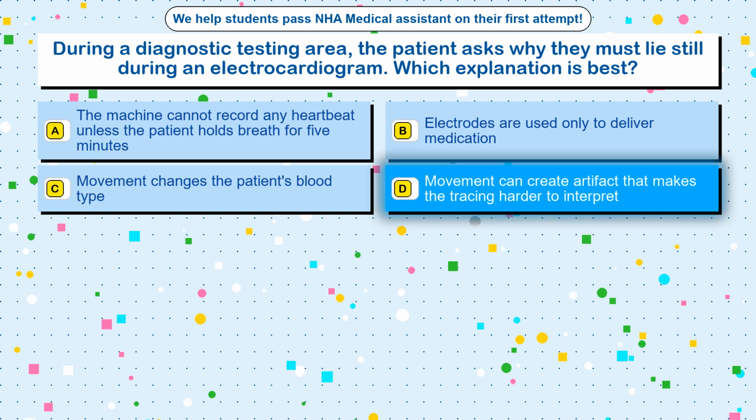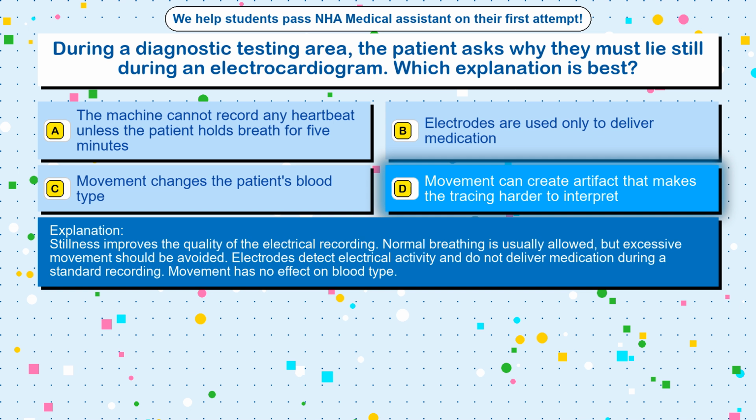The correct answer is option D, movement can create artifact that makes the tracing harder to interpret. Stillness improves the quality of the electrical recording. Normal breathing is usually allowed, but excessive movement should be avoided. Electrodes detect electrical activity and do not deliver medication during a standard recording. Movement has no effect on blood type.